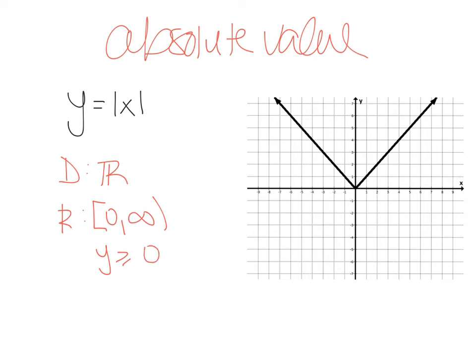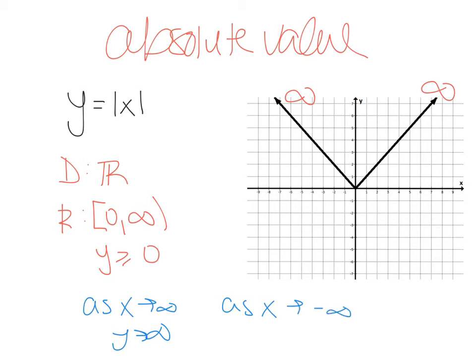My end behavior, well, both ends of this graph go to infinity, which is kind of simple, because all I have to say is as x goes to infinity, y will also go to infinity. And as x goes to negative infinity, y will also go to infinity, because they both end in the positive direction.